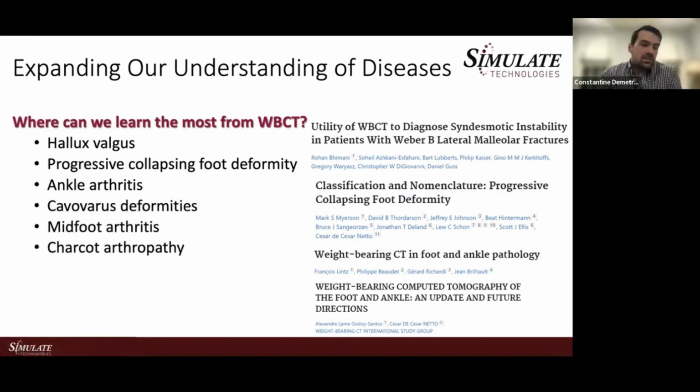less common, and that's maybe just simply the reflection of my practice, is cavovarus deformities, where I'm reconstructing a flexible or a rigid cavovarus deformity. Midfoot arthritis, when I'm deciding which joints to fuse. Am I going to fuse 1, 2, 3 tarsometatarsal joints? Am I going to fuse a navicular-cuneiform joint? How do I make that decision?